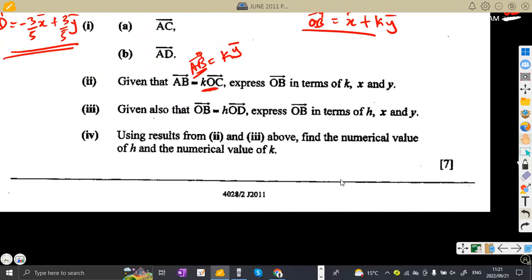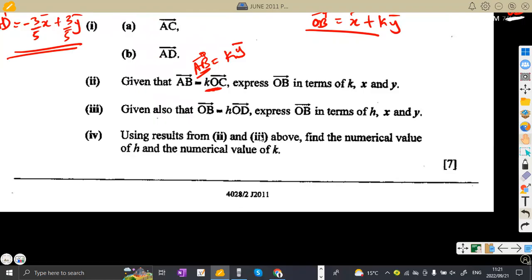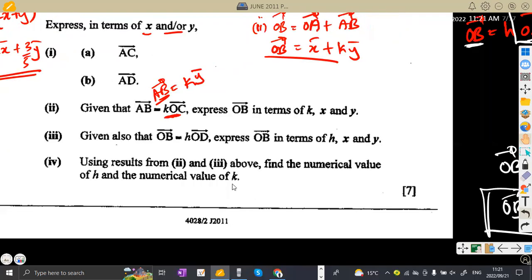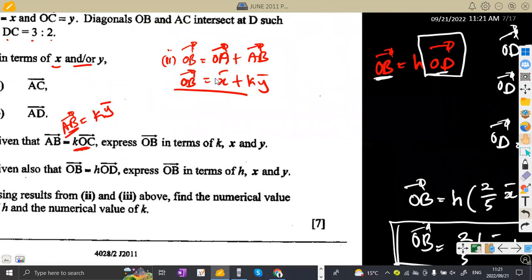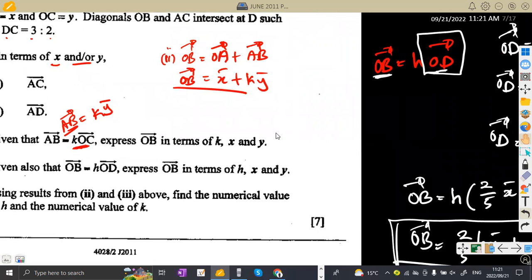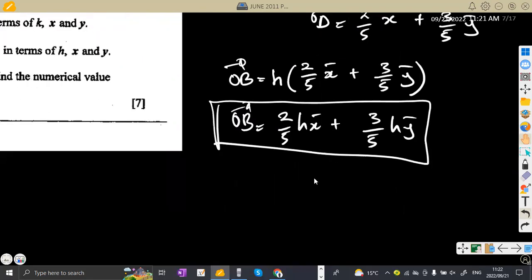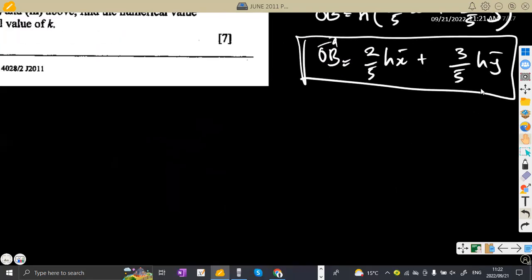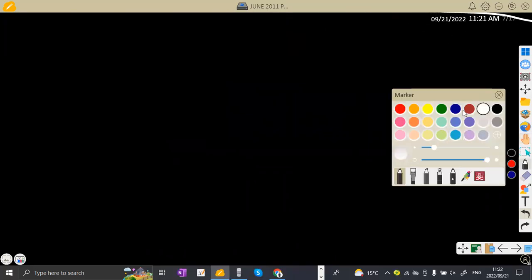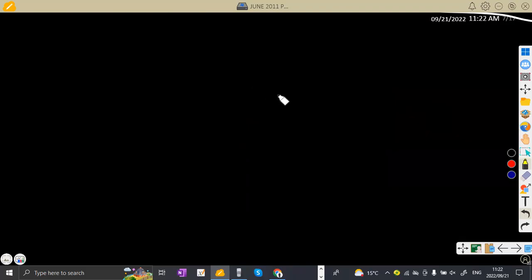Now we are given on item 4, using the results from item 2. In item 2, we calculated OB here. And in item 3, we calculated also OB. Find the numerical value of H and the numerical value of K. So we are going to take these answers that we got, this OB that we calculated on item 2, and this OB that we calculated on the other item. So you write them down. Guys, just rewrite those values as they are from that part.